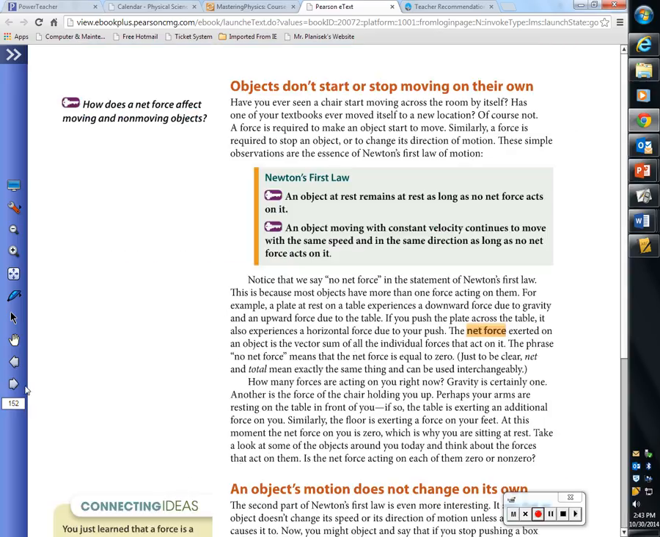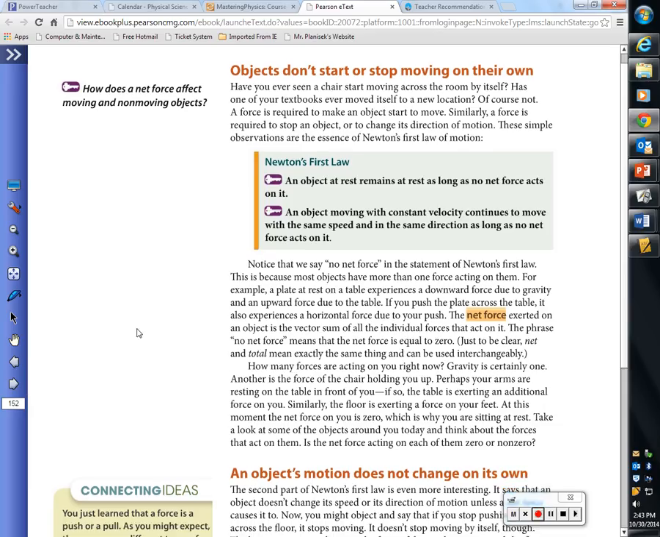Newton's first law has two parts, okay? It says objects don't start or stop moving on their own, and an object's motion does not change on its own. Those ideas are summarized in the two key points of Newton's first law. An object at rest remains at rest as long as no net force acts on it. An object moving with constant velocity continues to move with the same speed in the same direction as long as no net force acts on it.